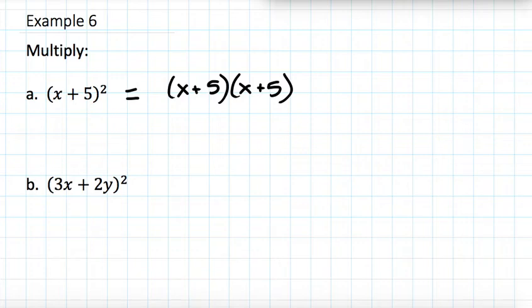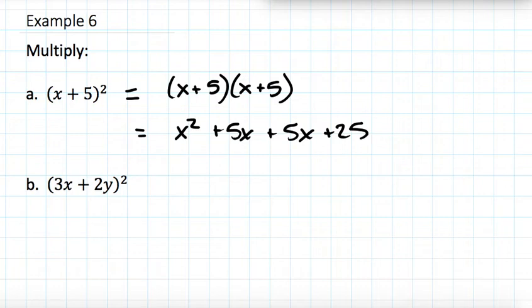So x plus 5 squared is x plus 5 times x plus 5. And then use FOIL, first, outside, inside, last, and then combine like terms. So this is going to be x squared plus 10x plus 25.